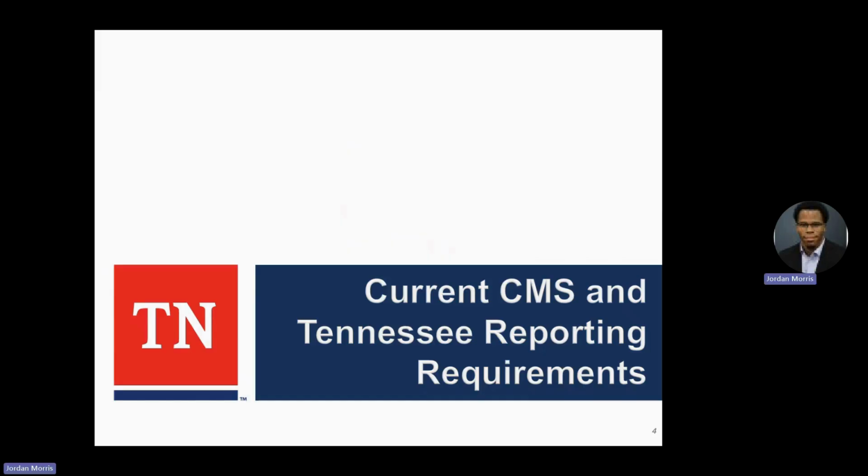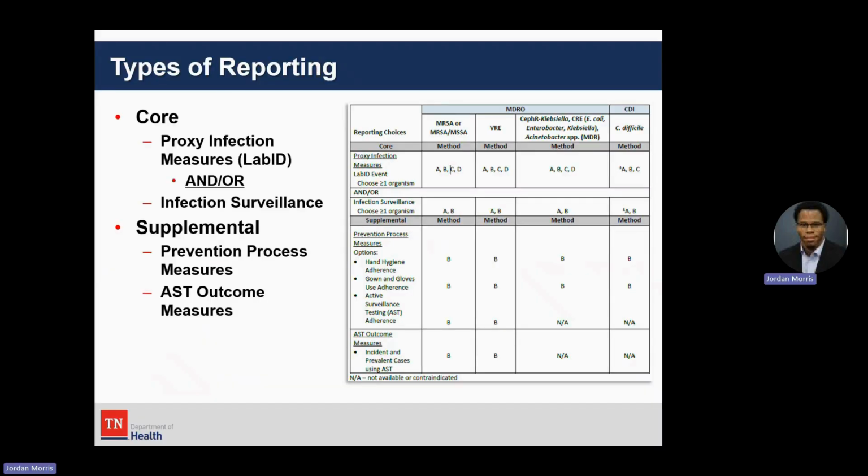So let's get started. These are the current reporting requirements for MDROs and CDIs. Since MDRO and C. diff pathogens may require specialized monitoring to evaluate if intensified infection control efforts are required to reduce the occurrence of these organisms and related infections, there are a few options to report them. The first option is core reporting, which offers two independent reporting methods: proxy infection measures, which focus on laboratory-based reporting, and infection surveillance, which focuses on infection criteria-based surveillance reporting.